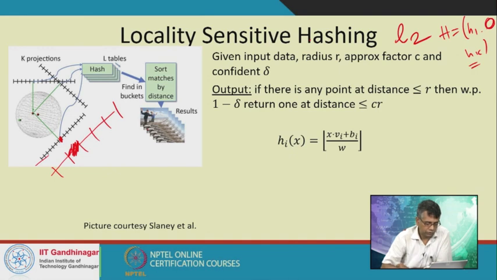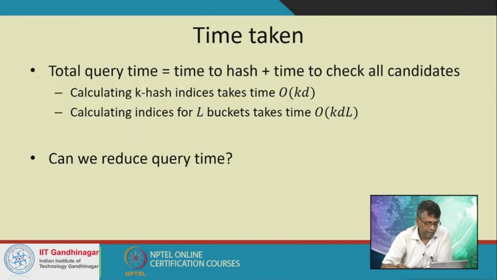Okay. The time taken to calculate all the k hash indices is k times d, because the time taken to calculate one of these indices is d. And therefore for all the L hash tables, the time taken is kdL. Okay. So can we reduce this time?